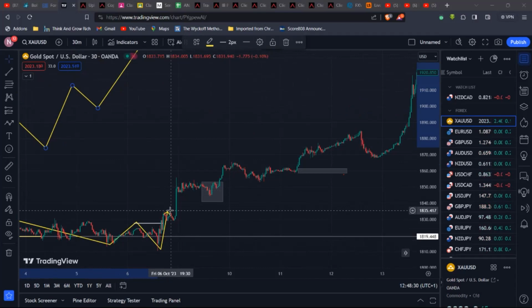The 1 hour is bullish, 30 minutes is bullish, 15 minutes is bullish. So now I will begin to look for opportunity to buy. Now, notice how I'm not teaching you a specific entry criteria. You can use whatever system you're comfortable with.